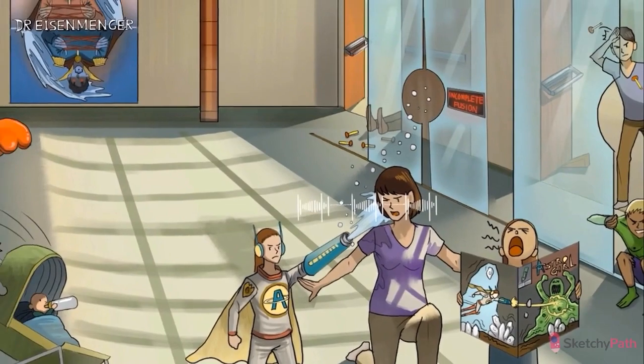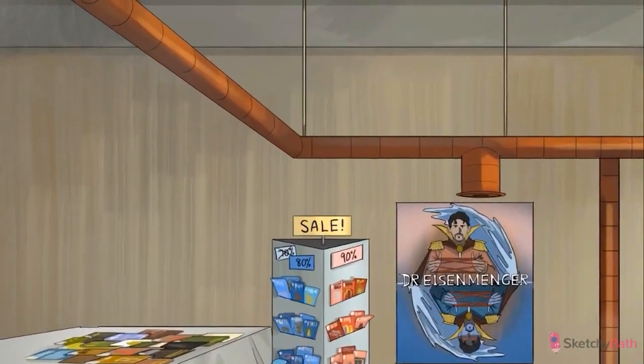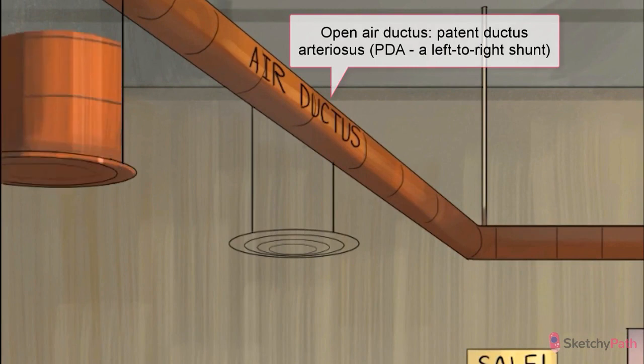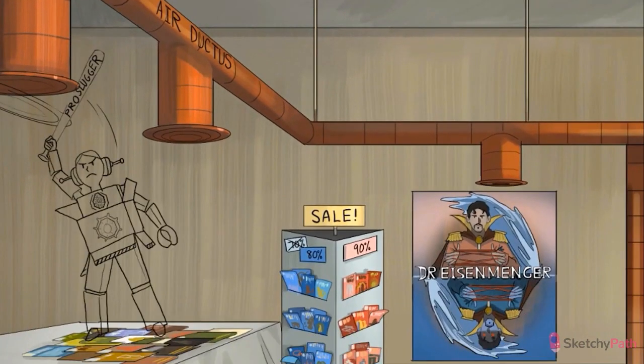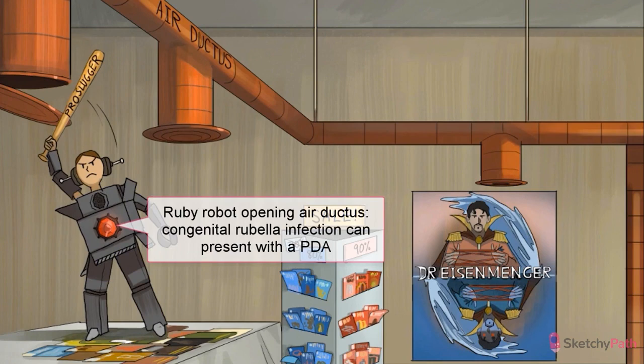The last of the left to right shunts is what's called a patent ductus arteriosus, or PDA. This occurs when the ductus arteriosus, which is open during fetal development, doesn't close like it's supposed to after birth. Our recurring sketchy symbol for ductus arteriosus is an air duct, like the one here, near the ceiling of the convention center. See this robot in disguise here? That big ruby in the center of his chest should remind you of a rubella infection. Rubella can cause a congenital syndrome that includes a patent ductus arteriosus.